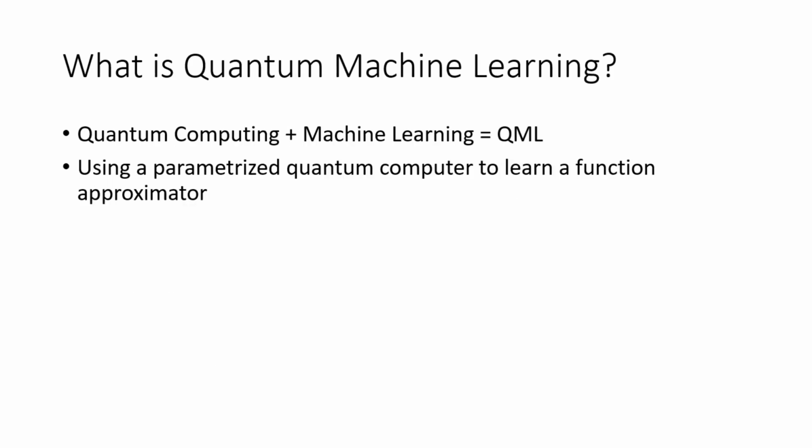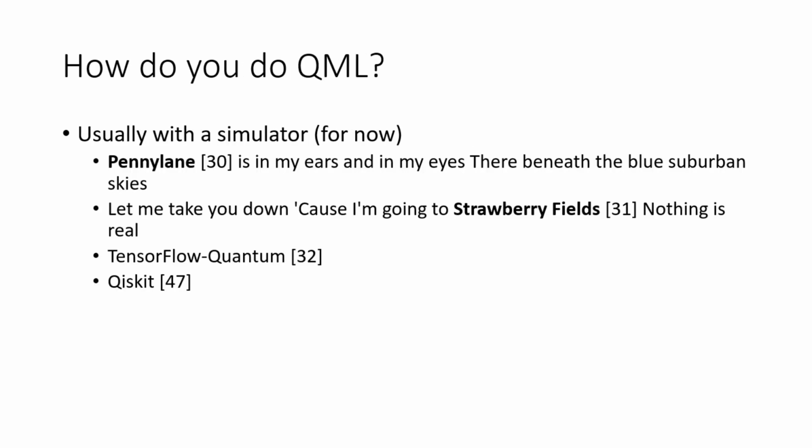So what is quantum machine learning? It's a very catchy or jargon-laden term, but really what it is is just combining quantum computing and machine learning techniques. So you can use some sort of parametrized quantum computer to learn a function approximator. You can do a lot of things with this, but it's important to have a way to do this. And usually this is done via simulators.